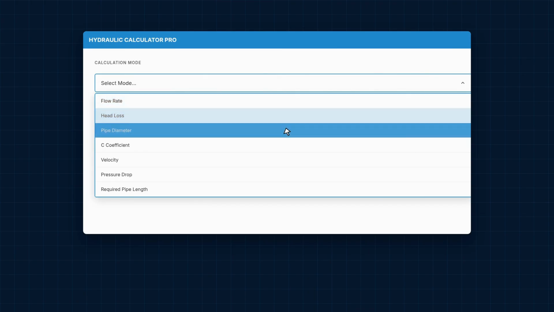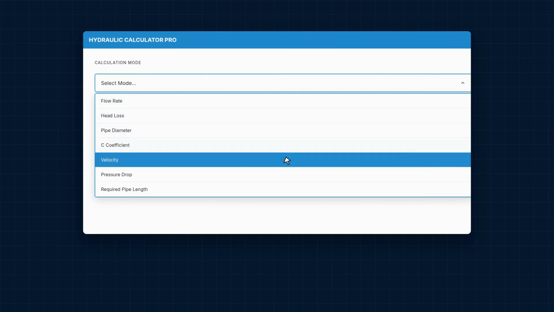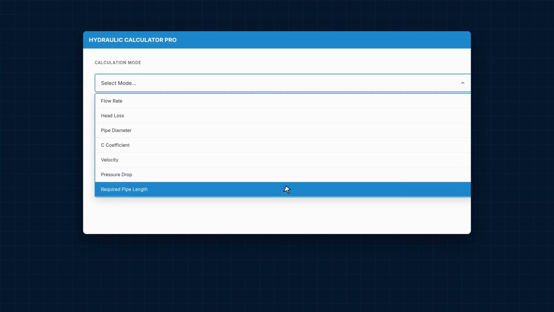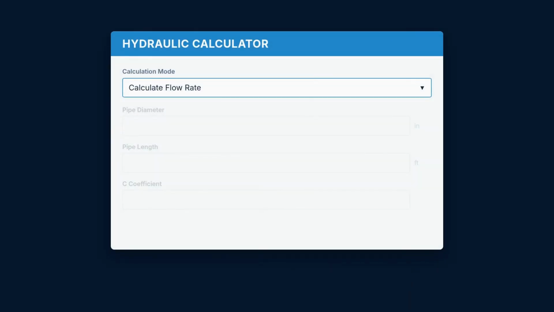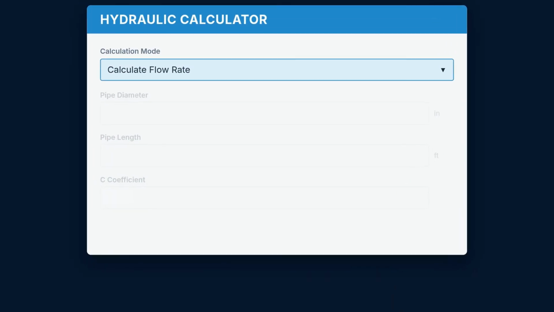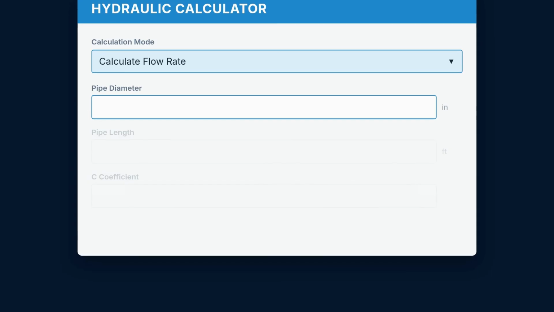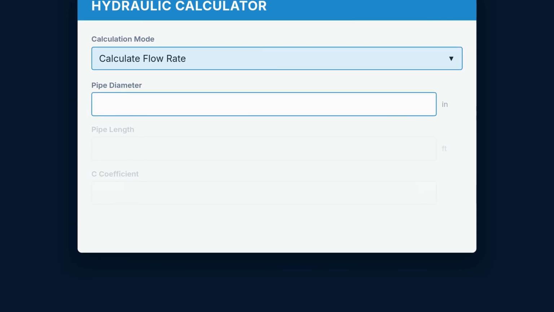You can calculate flow rate, head loss, pipe diameter, C coefficient, velocity, and pressure drop, or required pipe length. For this demonstration, I've selected Calculate Flow Rate. Next, enter your pipe diameter in inches, then input your pipe length in feet.